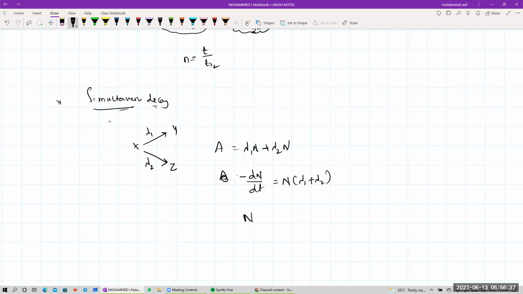So simplifying it, we get N equals N naught exponential to the power of minus lambda 1 plus lambda 2 into t. This is the direct shortcut formula to remember when we have two decays. So N equals N naught e to the power minus (lambda 1 plus lambda 2) t. Clear, beta? Is it clear?